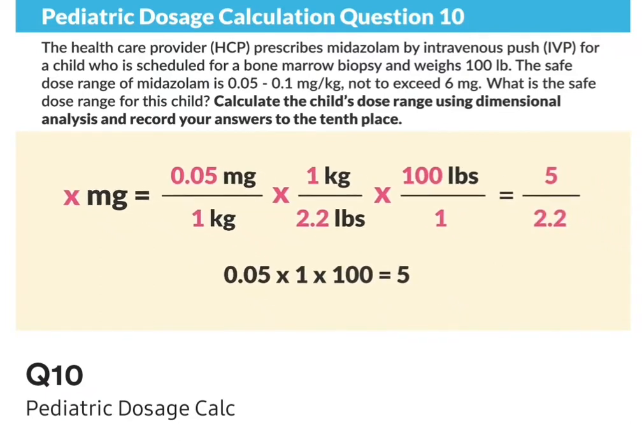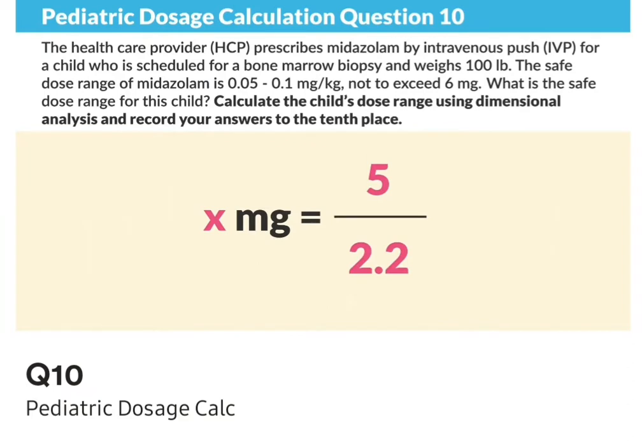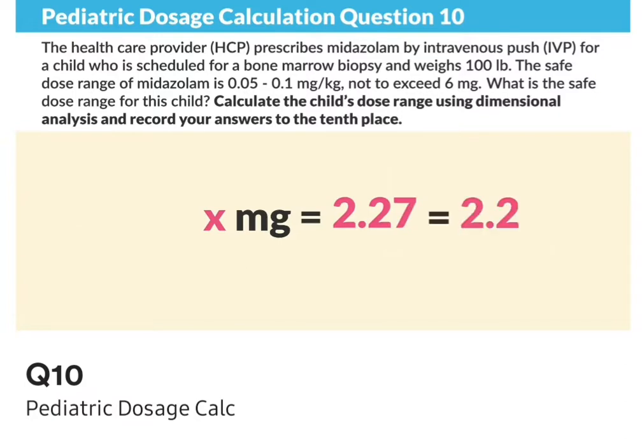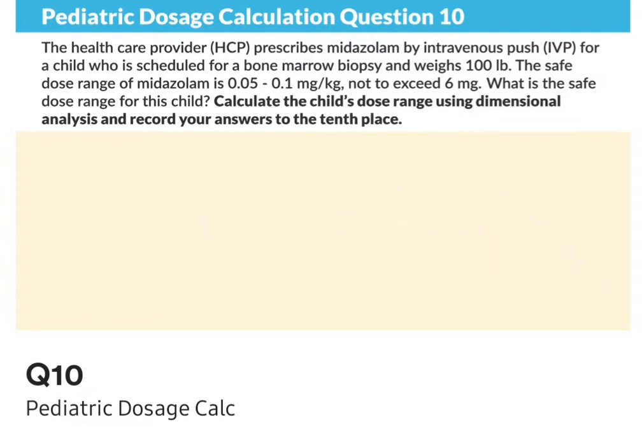So when we multiply the numbers across and on the bottom, we get 5 over 2.2. So we get a grand total of 2.27. And remember, we're not rounding here, so we have 2.2 because the question is asking us to get to that 10th place. Okay, now what is the max dose here? So let's set that up. It's exactly the same thing, but we're using that different number for the max range.